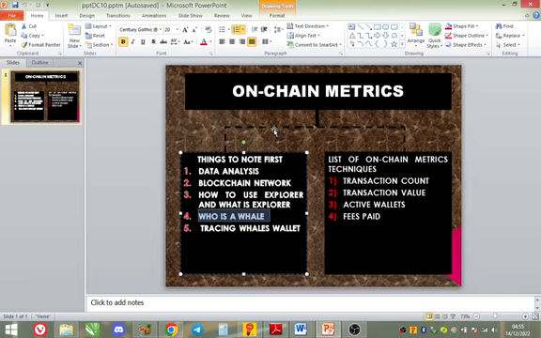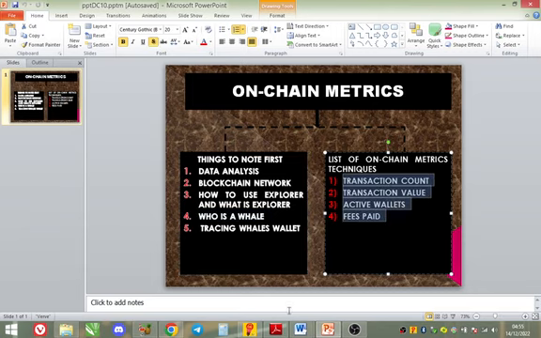So now, in a coin, the person who has the largest portion, those who have a large quantity of that coin, is called a whale. And we can actually see a whale address using on-chain metrics, which we'll be discussing in this section of our class. So the major thing we'll be talking about is the list of techniques on on-chain metrics.